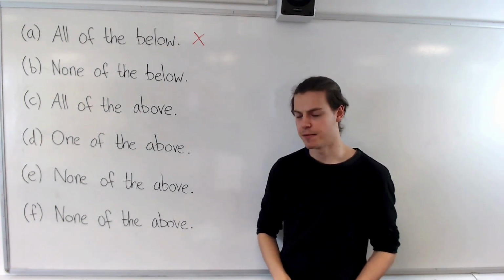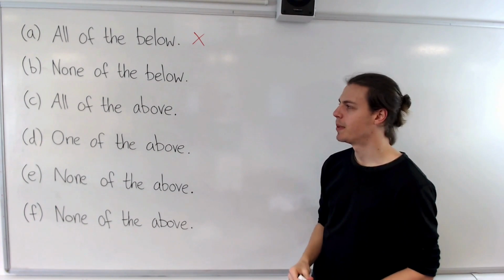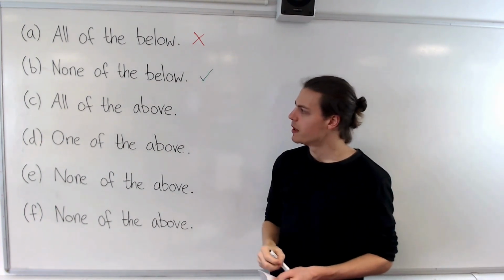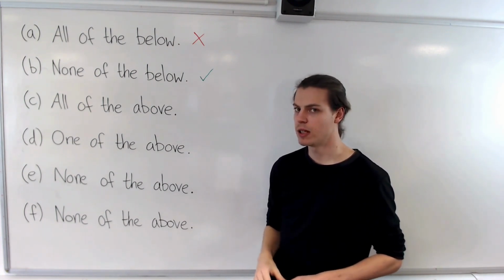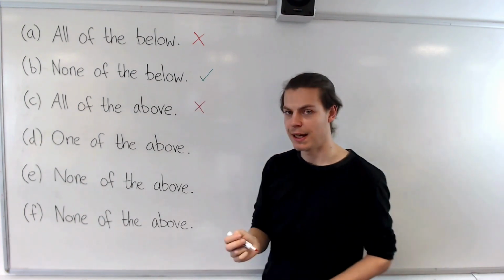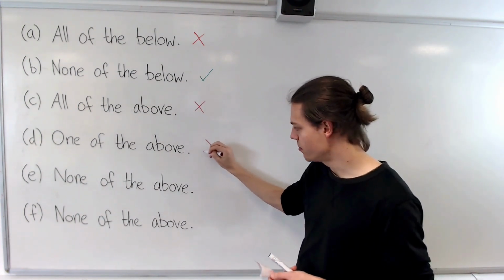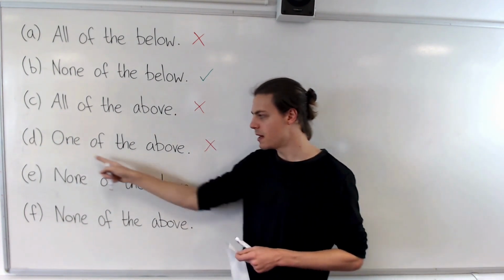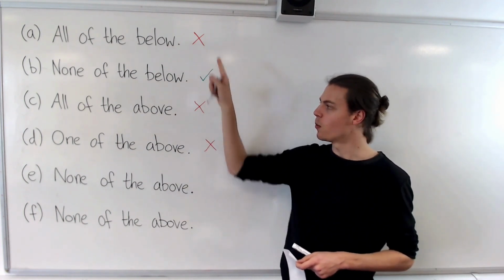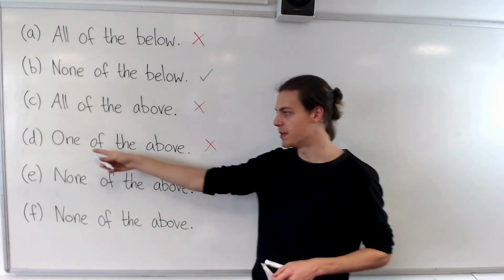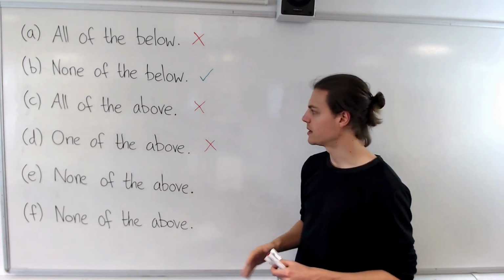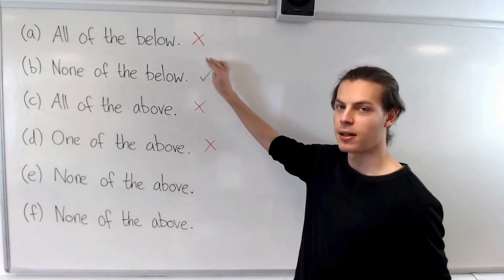What about statement B? Well, suppose statement B is true. Statement B says none of the below. So in particular, statement C is not true. And statement D is not true. But statement D says one of the above. And in this case, one of the above is true. So statement D is true, which is a contradiction. So this tells us that, in fact, statement B must be false.